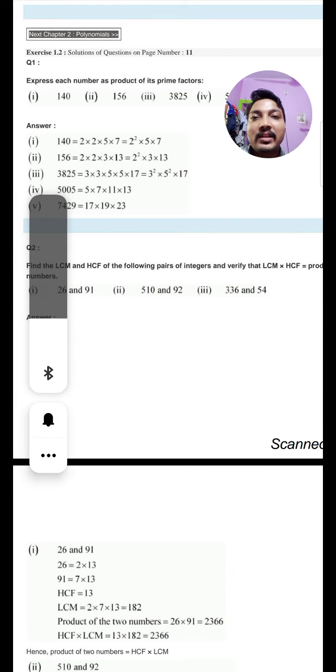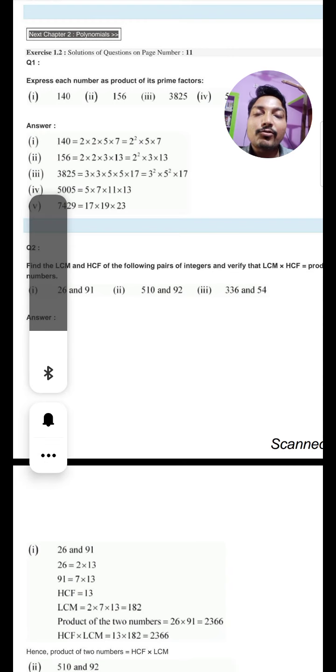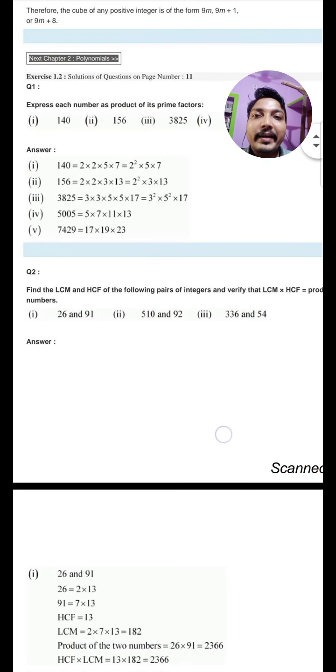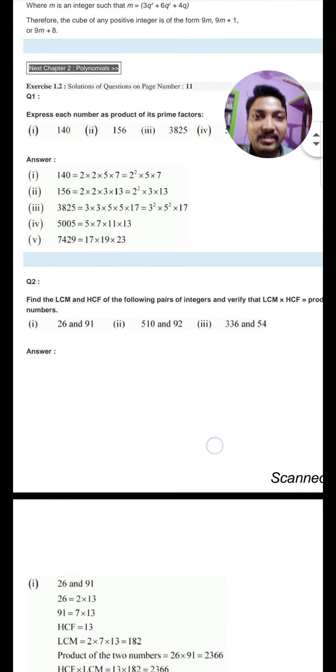Actually, previously exercise 1.1 was in our syllabus, but this time, because of the COVID spread, 30% of our course has been reduced, so Euclid's division algorithm has been excluded from our syllabus. So by using the fundamental theorem of arithmetic, we just have to solve all the questions of exercise 1.2.